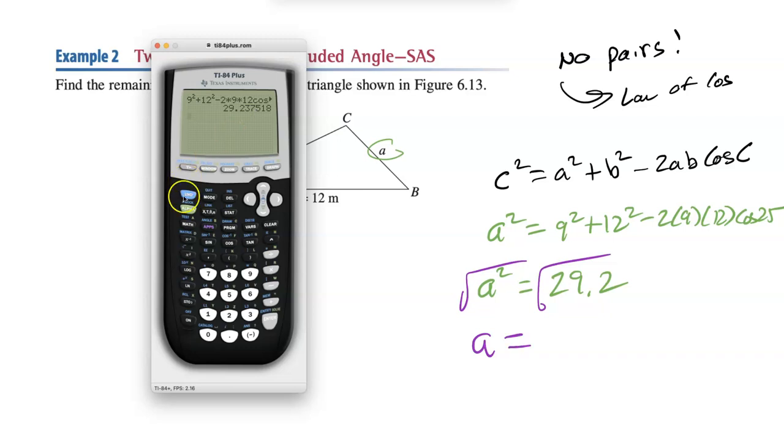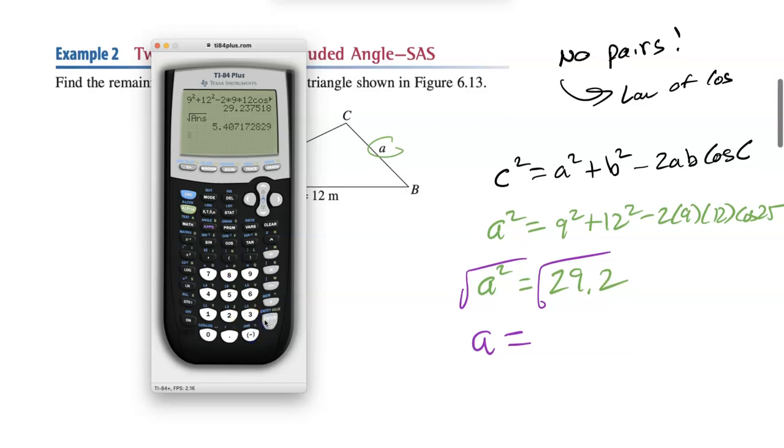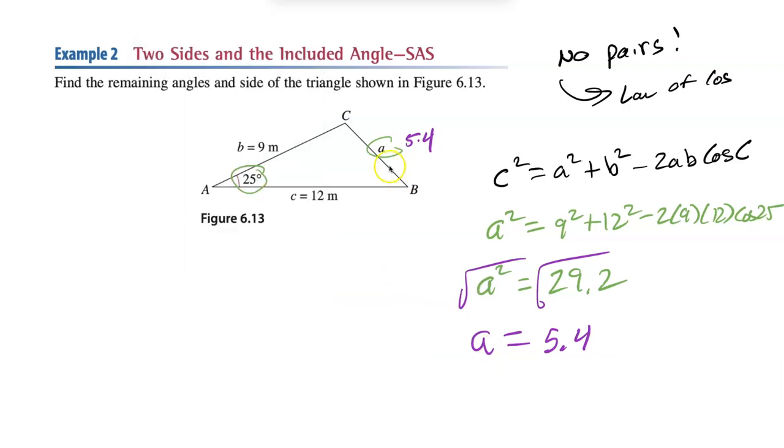So a equals square root of that, second square root, answer, and I get 5.4. Let's round to 5.4, nearest tenth is fine. So again, once you do it once, now you could do law of cosines again if you want, but most people just do law of sines because now you have a pair.